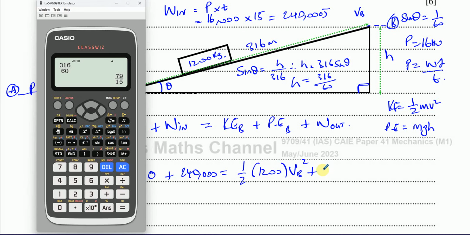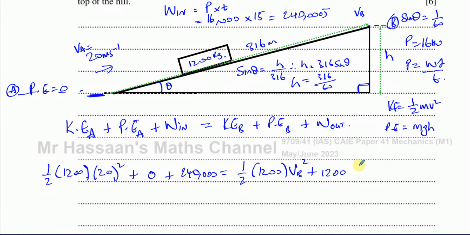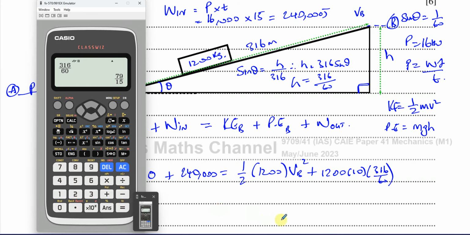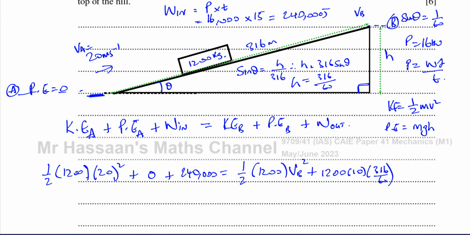So m, which is 1200, times g, which is 10, times 316 over 60. That gives 79 over 15 after simplifying a bit. I'll keep it at 79 over 15, not writing it as a decimal. Is that correct? Yep. So that is the potential energy at B plus the work out.